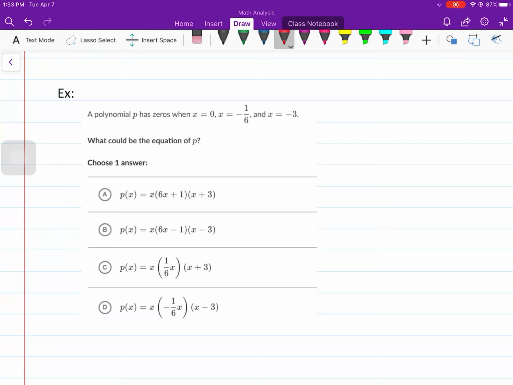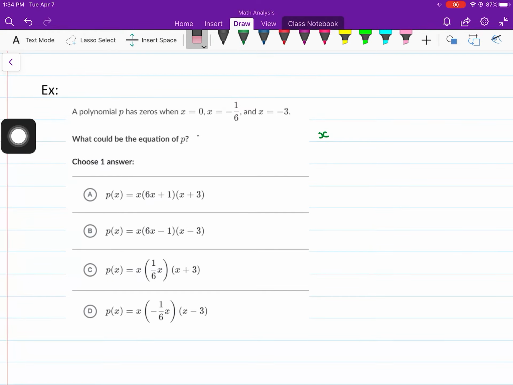All right, so we're going backwards this time. We're gonna write a polynomial given the zeros. So let's start with that 0 right here. When x is 0, we talked about that in the last video. When x is 0, that just means if that's gonna be one of your zeros, you're just gonna have an x out in the front.